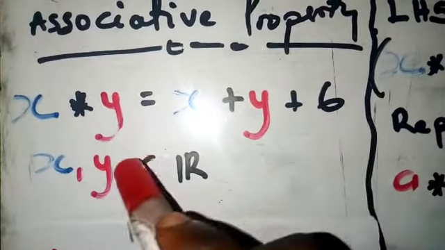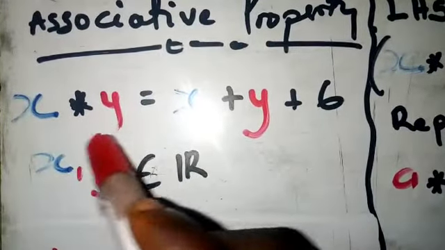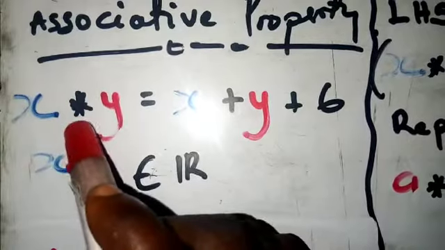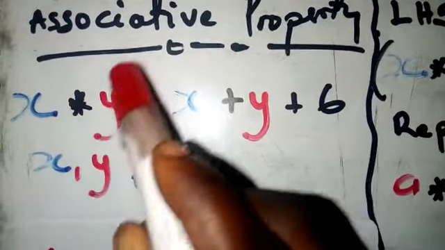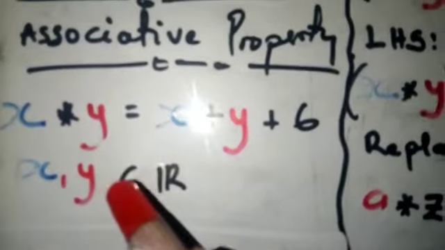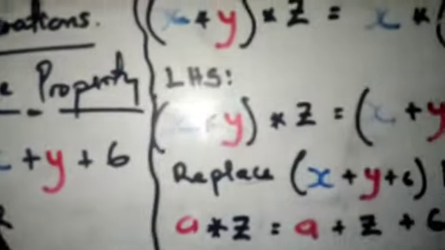Now, this is what we are calling the operation, the law that binds you together. They say you should determine whether this operation is associative. What does it mean? This is a law. For that operation to be associative, this is how it looks, this is what it must be.